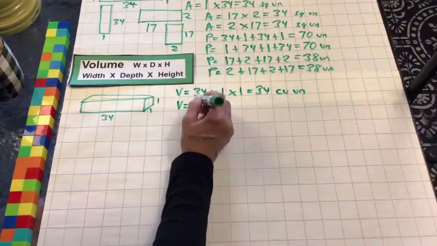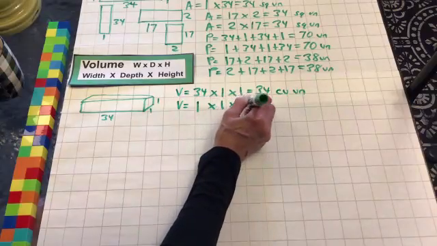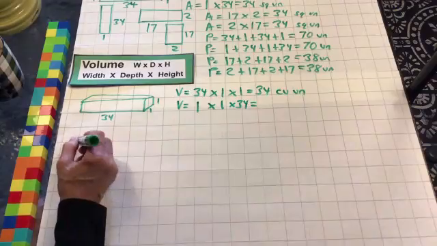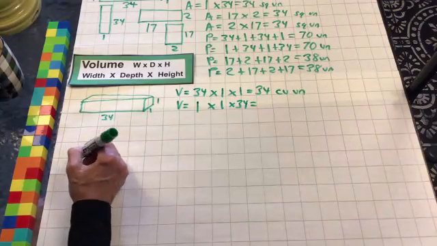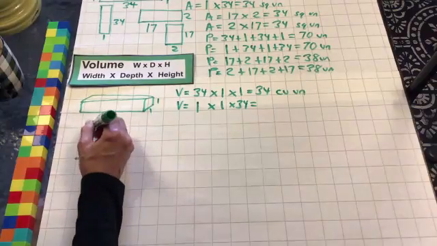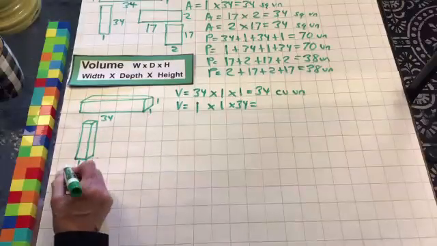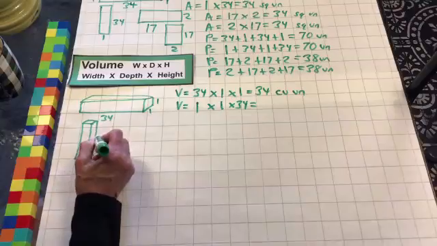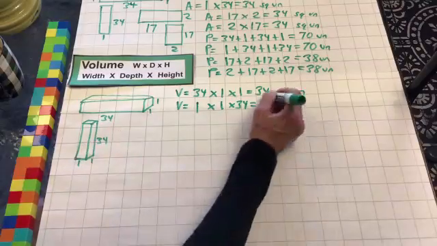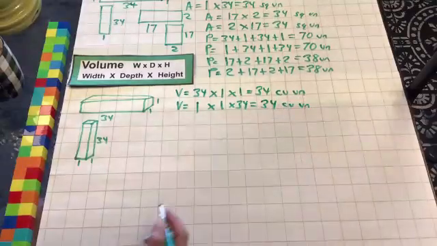All right, the next way to do this would be a 1 by 1 by 34. So let's draw that. It would look like this. 1 by 1 by 34. There we go. 1 wide by 1 deep by 34 tall equals 34 cubic units.